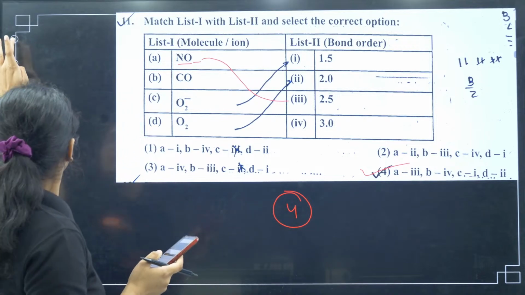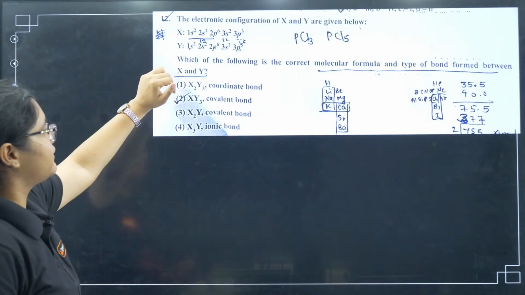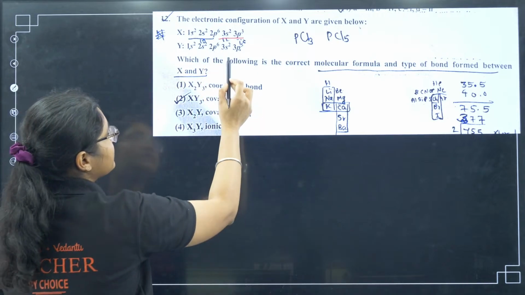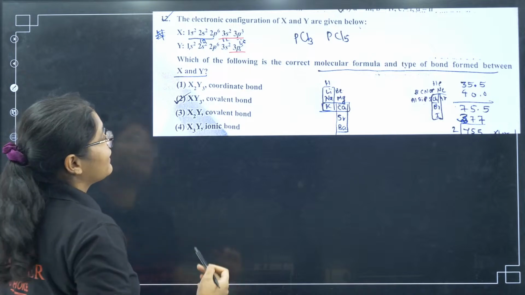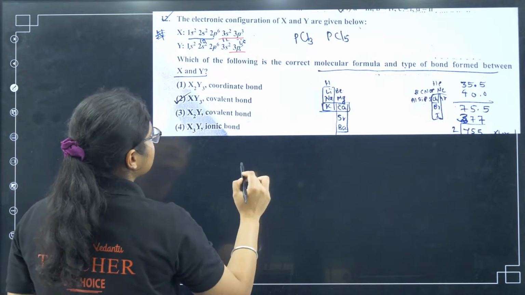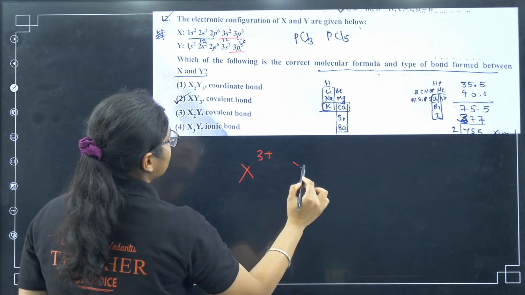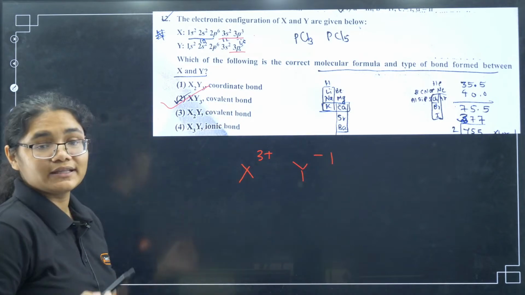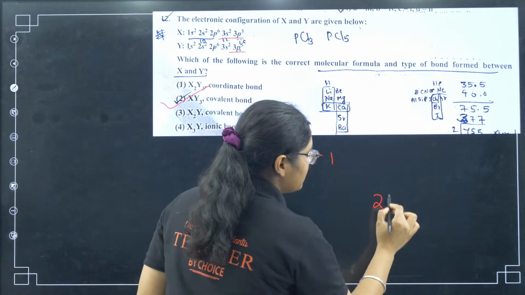Okay. Next we have X and Y. You have to find which type of compound it will form. So 3s2 3p3 is there and 3s2 3p5 is there. Here X will be in the form of plus 3, Y will be in the form of minus 1. If I do crisscross, I will get XY3. So the correct answer will be 2 here.